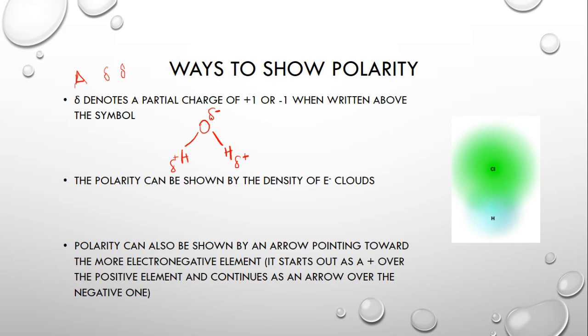And what that means is partially negative, partially positive. You could do the same thing with the HCl. You could denote slightly negative, slightly positive. That's one way. You can show it with the density of electron clouds.